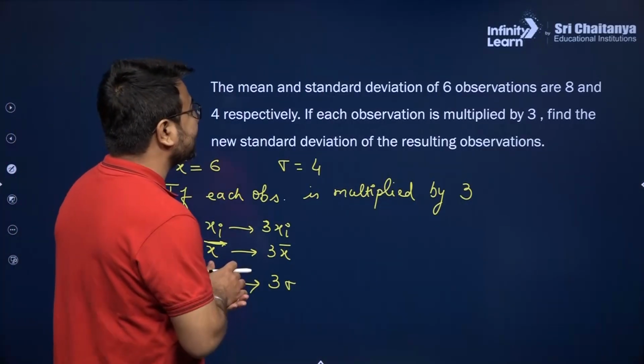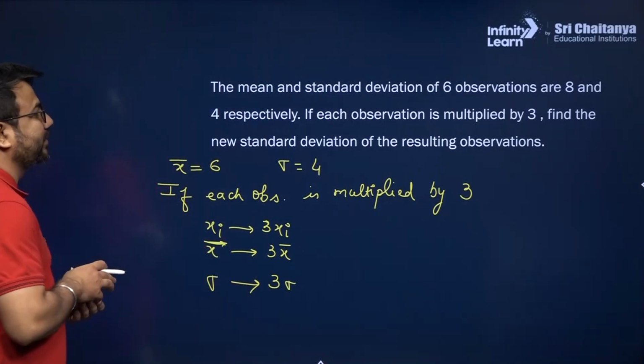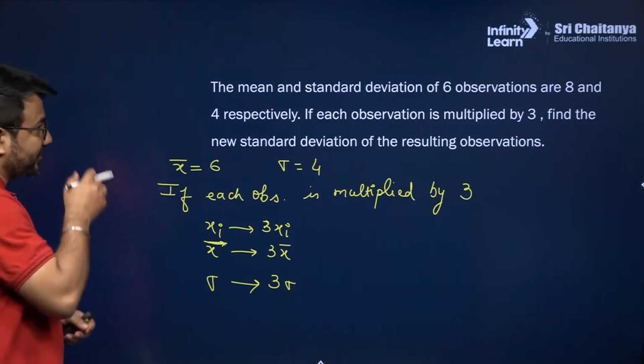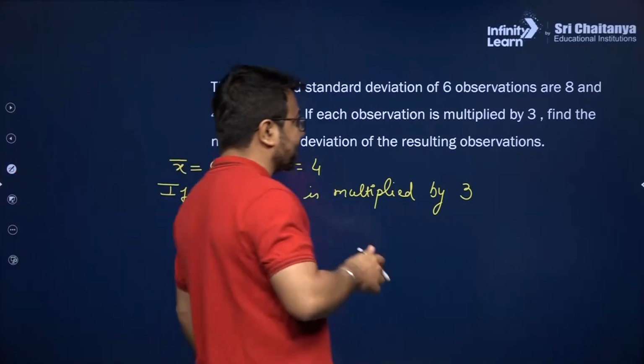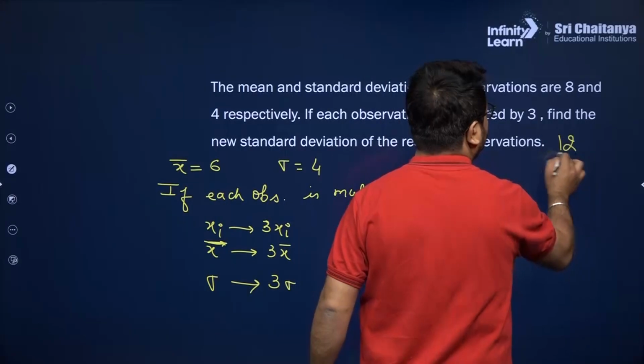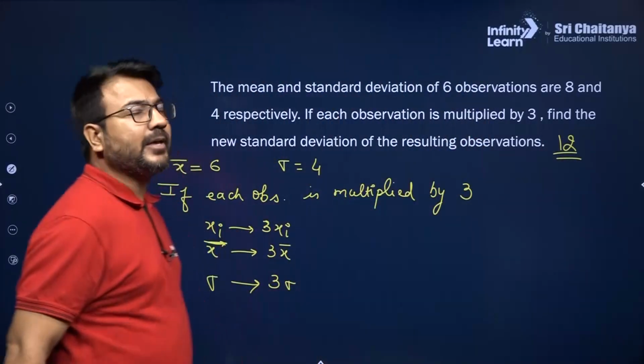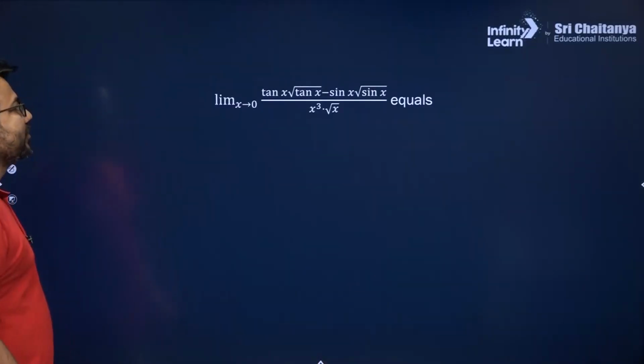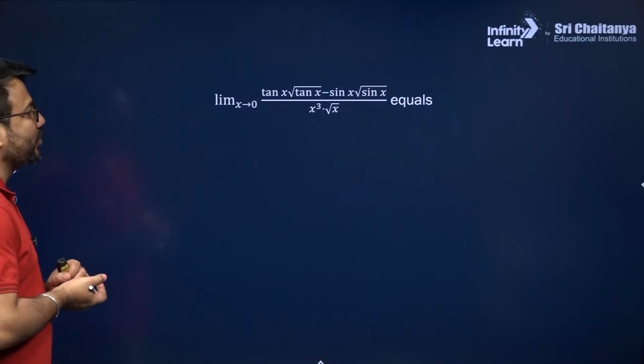So originally the standard deviation was what? Originally the standard deviation was 4. Now after the multiplication by 3, it will be converted to 4 into 3, that is 12. I hope you are able to understand this particular question. Now moving ahead to the next one.